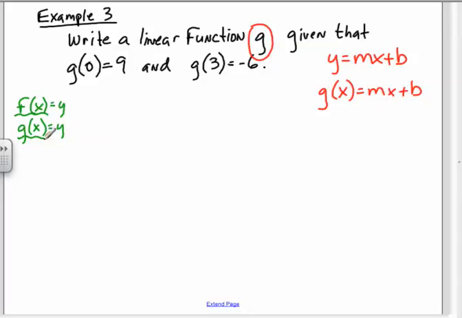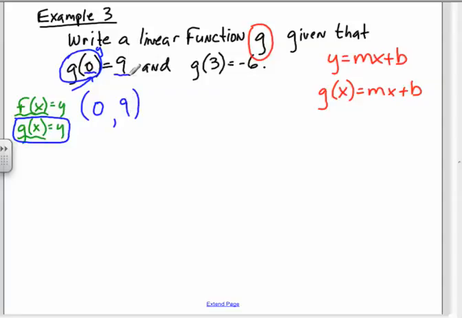Now, what does that mean? Well, let's look at these two pieces of information that they gave us. This first one says g of 0. Wait a minute, it doesn't say g of x. 0 replaced x. So I'm going to write this as a point. When x is 0, right? 0 replaced x, so x is 0. Now wait, what does this whole thing stand for? G of x is the same as y. So y equals 9. So when x is 0, y is 9.